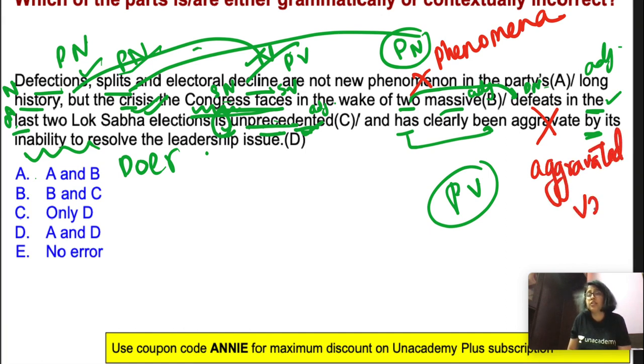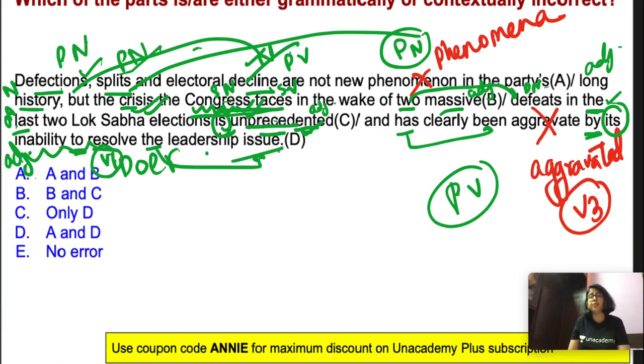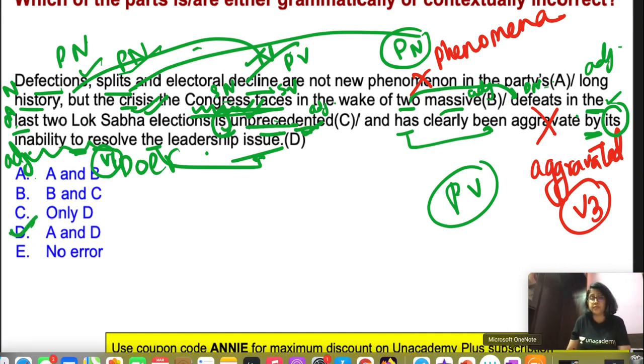Aggravated, V3. By its has been used for Congress, which is a singular noun. By its inability is an adjective. Inability to resolve, 2 plus V1 infinitive, the leadership issue. The plus noun, leadership issue. Okay, so the errors are in parts A and D. So your answer is option D.